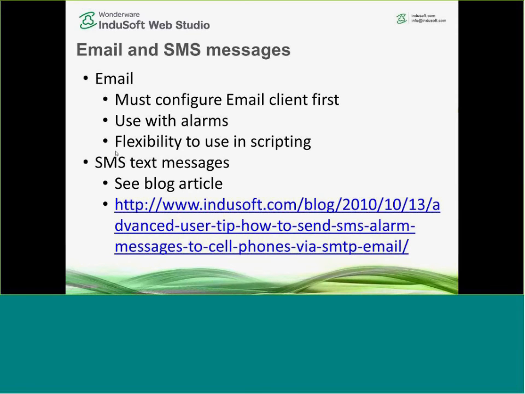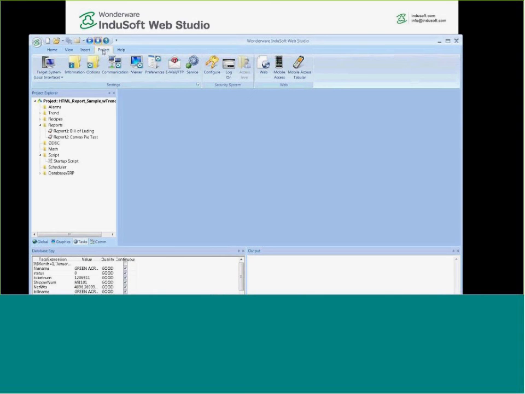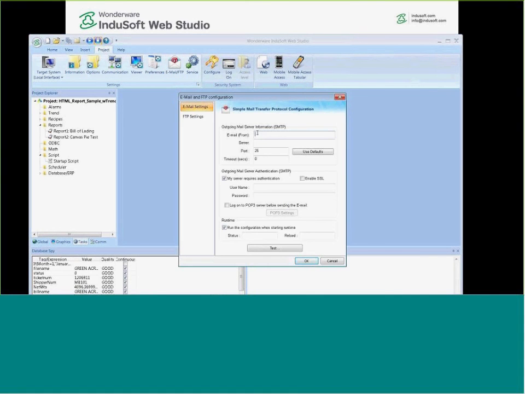For those of you who don't use email in an InduSoft application, first you have to configure the email client and set that up to go to your server. And you can do that in two different ways. You can do that with a scripting command, or if I bring in InduSoft Web Studio here, you can go to the project tab, and then here in the email section, you can actually set this up in this nice little form that we have, and it'll do that with this checkbox. It'll run that configuration when you start your runtime. So alternatively, you can do this in a script and do this programmatically.